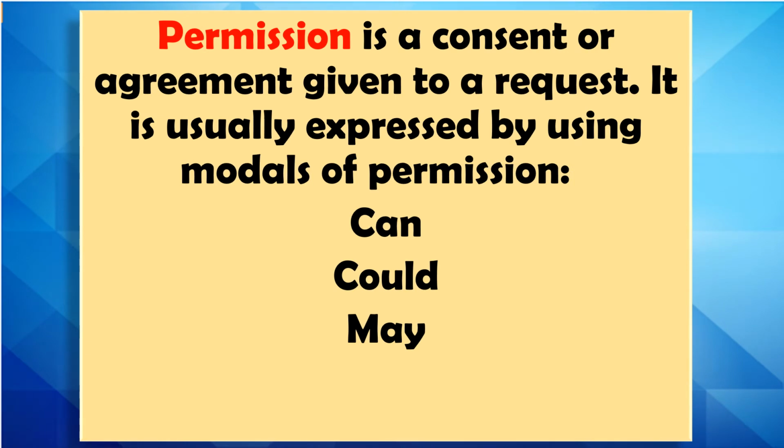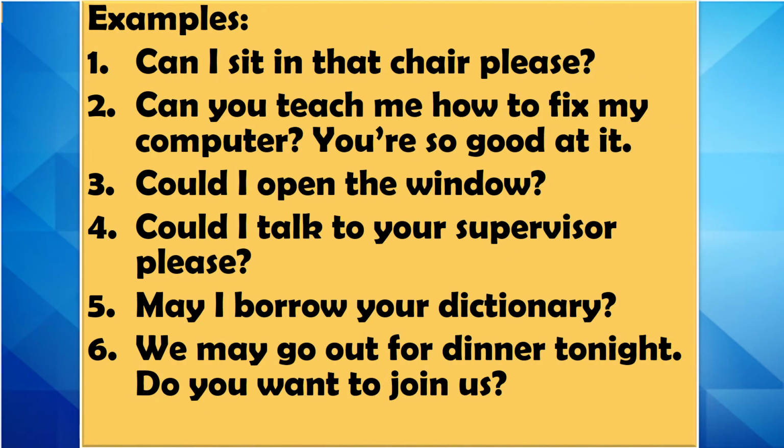Let's talk about the first one. Permission is consent or agreement given to a request. It is usually expressed by using modals of permission can, could, or may plus verb or the base form. Here are some examples. In number 1, can I sit in that chair please? What is the modal in the sentence? What does it express? Correct. The modal word used in the sentence is can. Someone is asking for permission to sit in that chair at once.